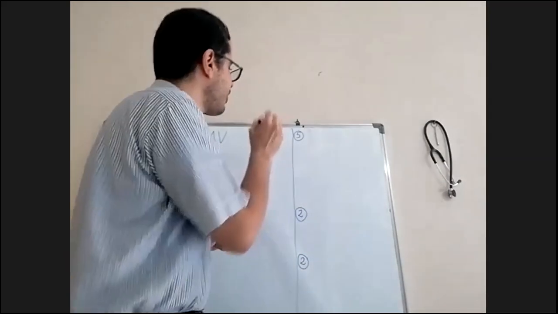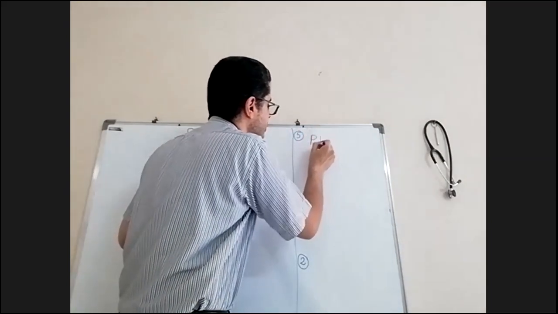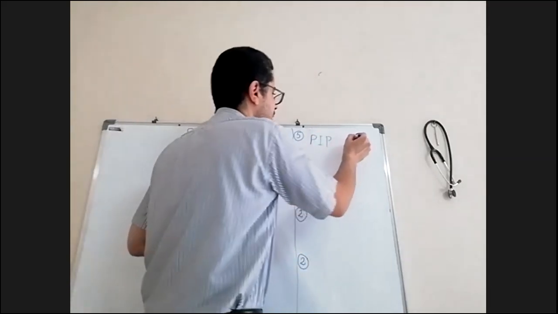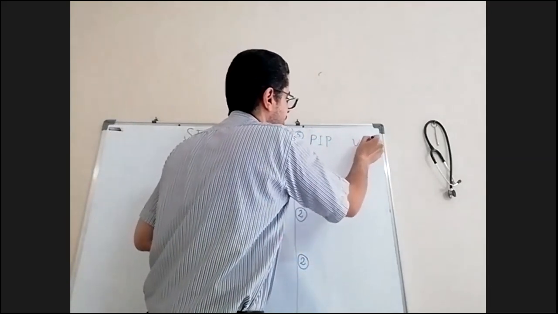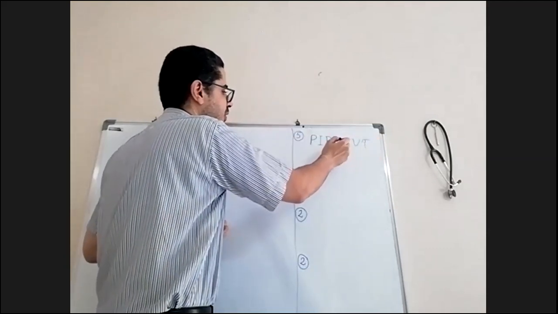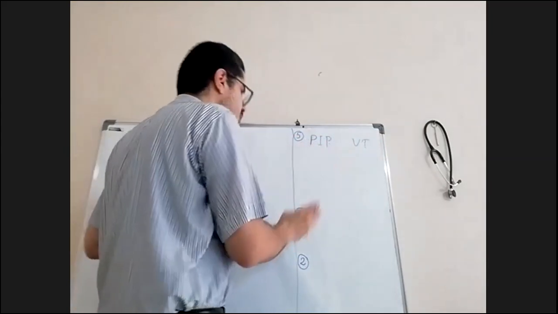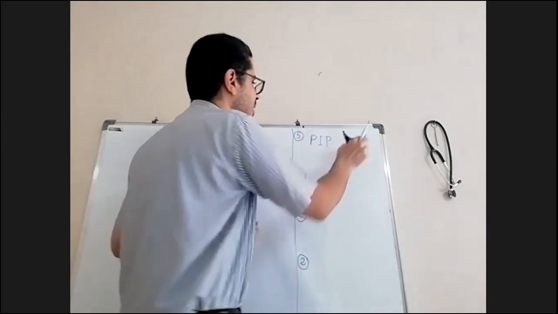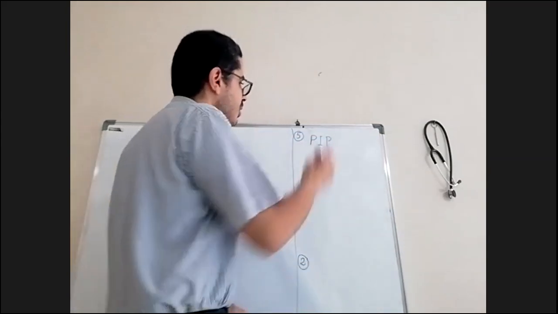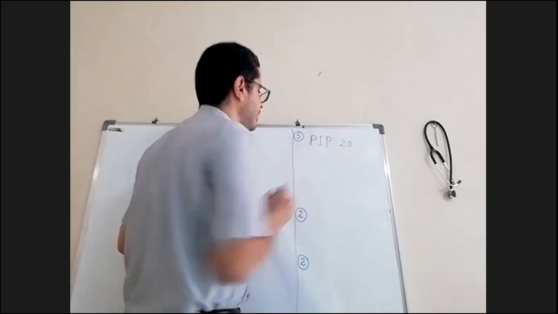So the first 5, the peak inspiratory pressure. Equivalent to it is the tidal volume. If volume control ventilation, you will find tidal volume. If pressure control ventilation, you will find peak inspiratory pressure. So we'll take an example here, peak inspiratory pressure. Let's take it as 20.